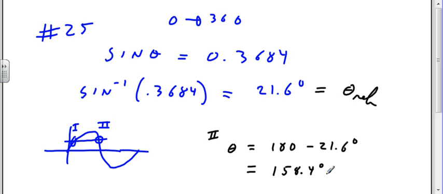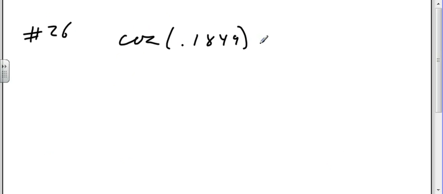All right, so in this problem set, we're looking for not just one answer because my calculator gave it to me, but both answers because that's what I'm supposed to be getting. All right. Now that we know the rules of the game, now it becomes quite easy, right? Cosine theta equals 0.1849. So I'm going to take the arc cosine of 0.1849. Who wrote that problem on the board anyway?